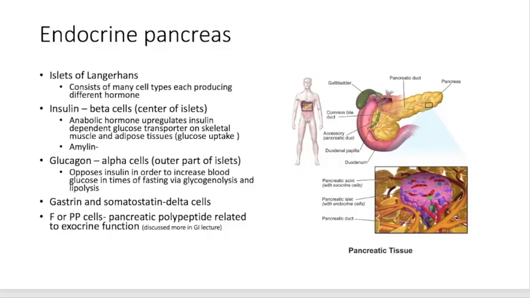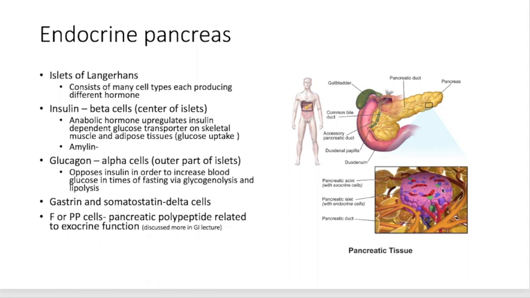Pancreas has both exocrine and endocrine function. The main functioning units of the endocrine pancreas are the islets of Langerhans, and they include 4 types of cells, which consist of beta, alpha, delta, and F or PP cells. The F or PP cells, depending on what source you look at, are related to the GI, so we're not going to focus there. The other ones are insulin and glucagon, gastrin, and somatostatin.